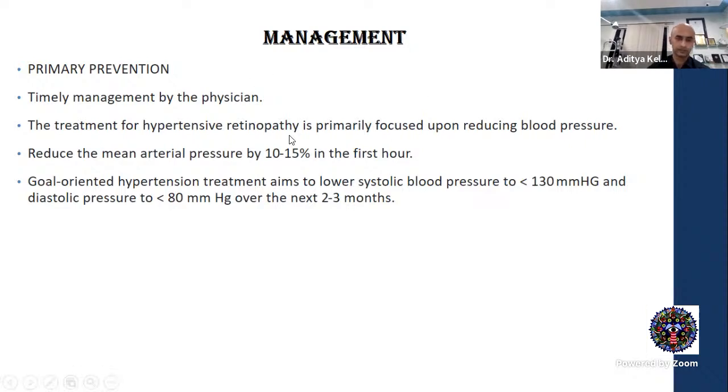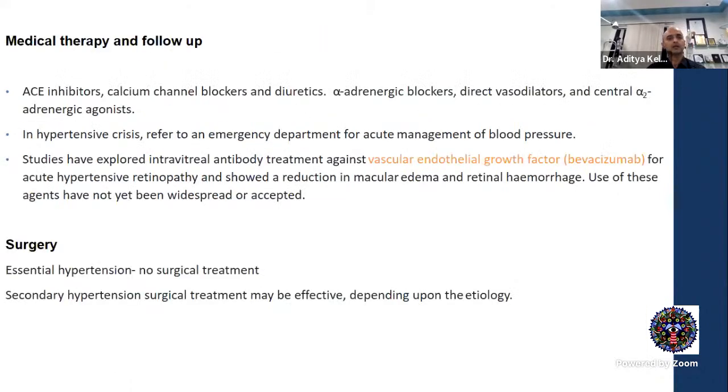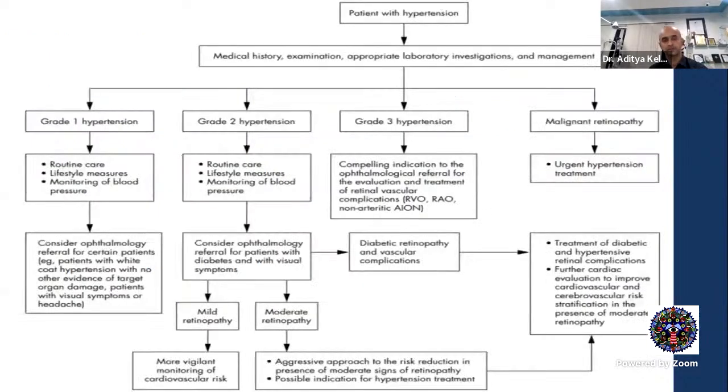And then the physician would lower the arterial pressure by 10 to 15% within the first hour. And then generally we should aim at lowering the blood pressure to less than 130 and 80 in the next 2 or 3 months. That's what generally the physicians would be doing. So this is the primary treatment and prevention. Then the medical therapy and follow-up would obviously be with the physician, and ACE inhibitors, calcium channel blockers and diuretics are some of the antihypertensive agents which the physicians would be using. And surgery obviously is not required in any of these cases as an ophthalmologist.